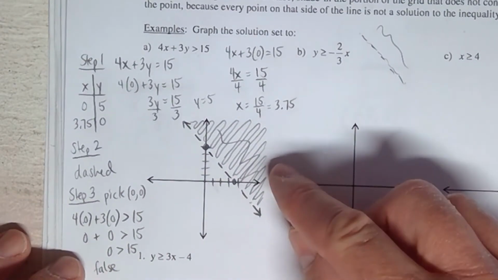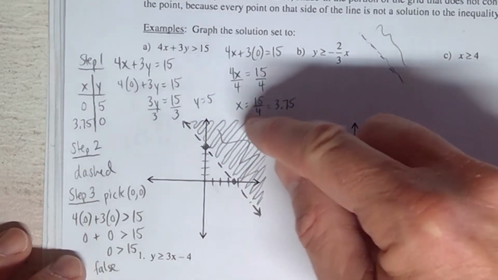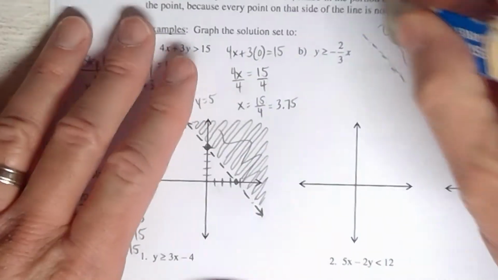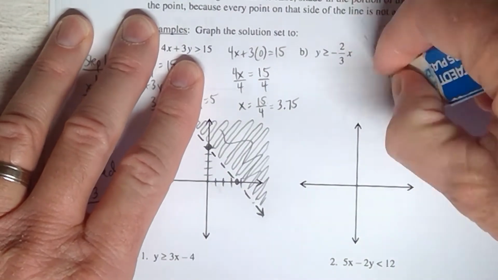Okay, that's as far as it has to go. And you can see I did that here. I went to the ends of the grid here. That's what I'm talking about. All right. So good solid shading is what we're looking for. And that's it. That's the whole problem.